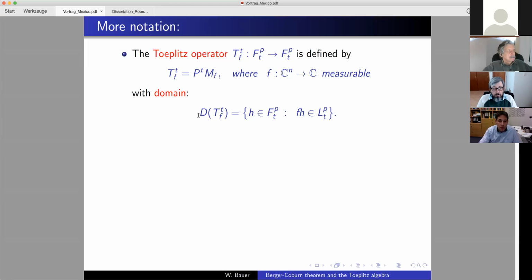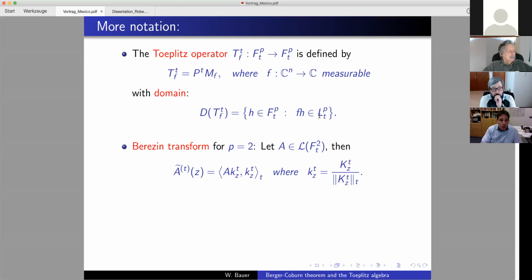And I look at these operators on the domain, which is written here. The domain D(T_F) consists of all functions H, such that the product F times H is in the LP space again. Okay, and then this is some kind of quantization. So we take a symbol and we turn this into an operator. And then we have this kind of inverse quantization, which takes an operator and turns it into a function, which is called the Berezin transform. And let me only write it for P equal 2, but you all know.